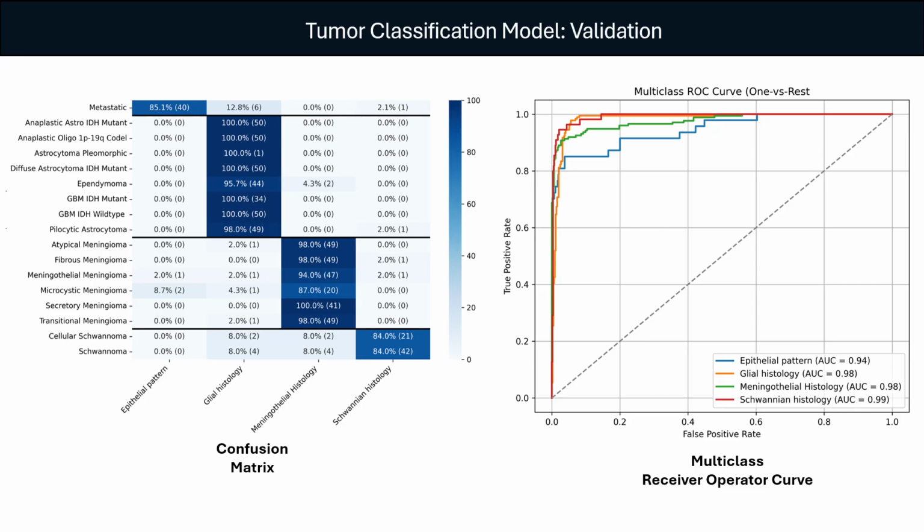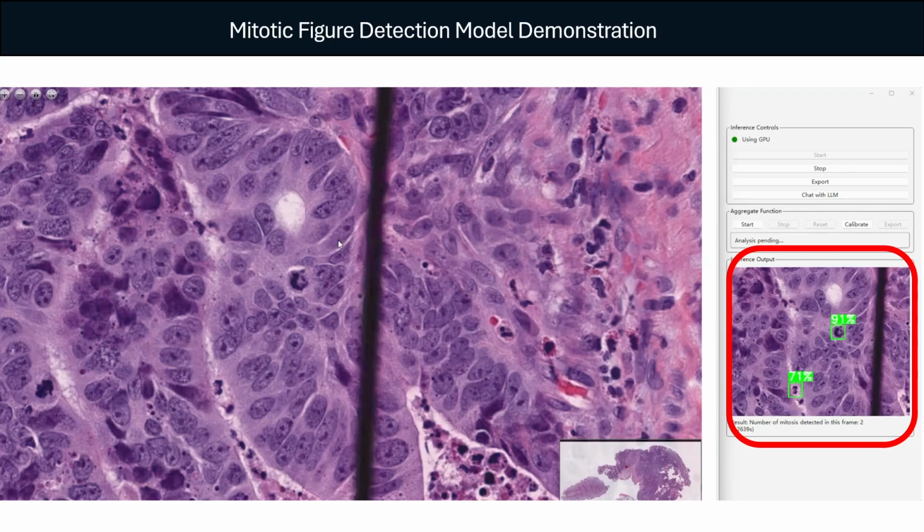Furthermore, our multi-class ROC analysis further confirmed this high performance by OnSight Pathology, showing an average true positivity rate of about 0.98 across all tumor types.